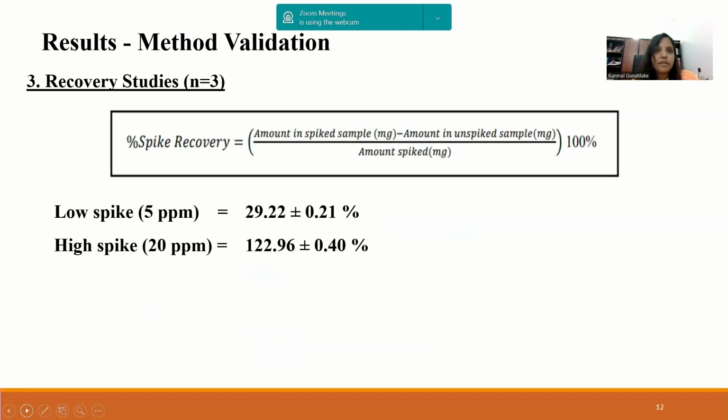The spike recovery values were found to be 29.22% for the low spike, which was carried out with a 5 ppm spike value, and the high spike recovery was found to be 122.96% with the spike value at 20 ppm.